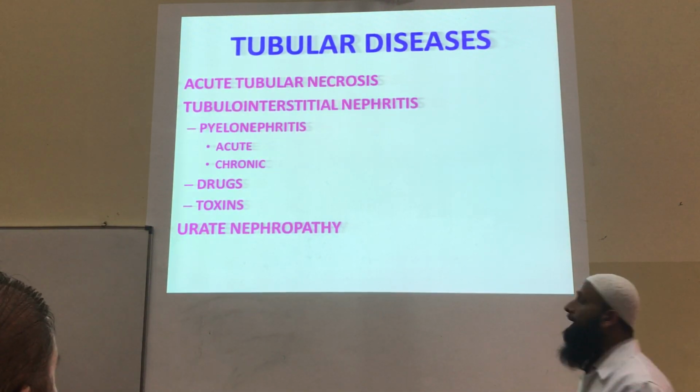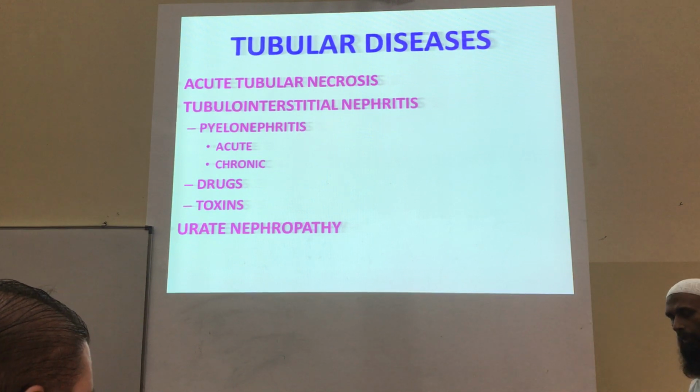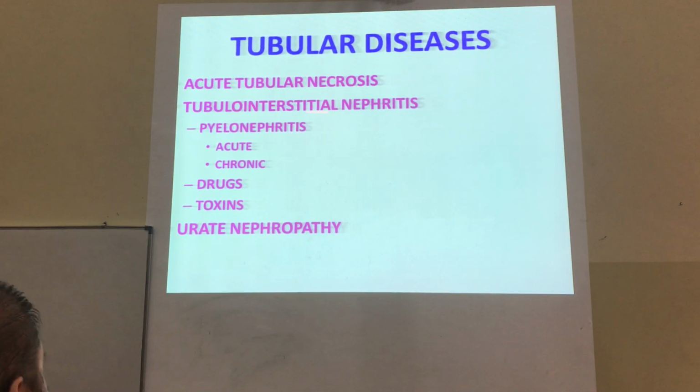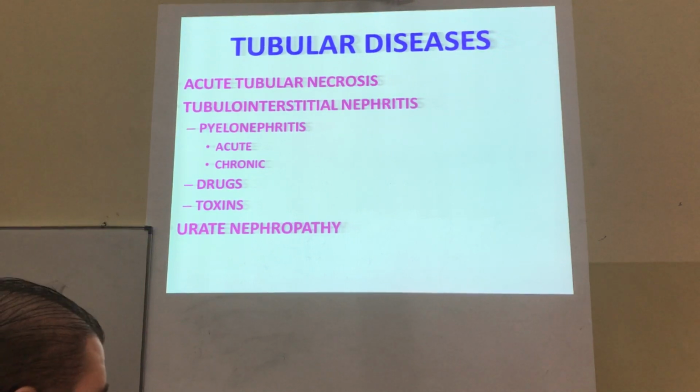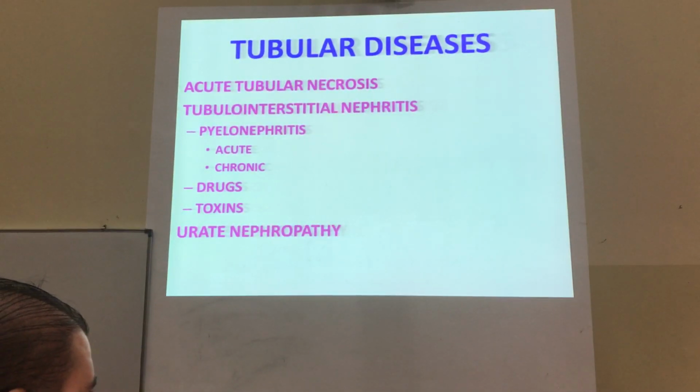Among the tubules, we have some diseases which are statistically very important for you to know. For example, the most important is acute tubular necrosis, which is the 50% cause of acute renal failure. For acute renal shutdown, the most common cause is acute tubular necrosis. Then there are some other diseases involving the tubules, which are called tubulointerstitial nephritis.